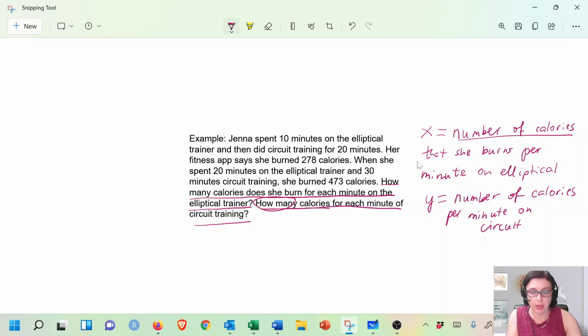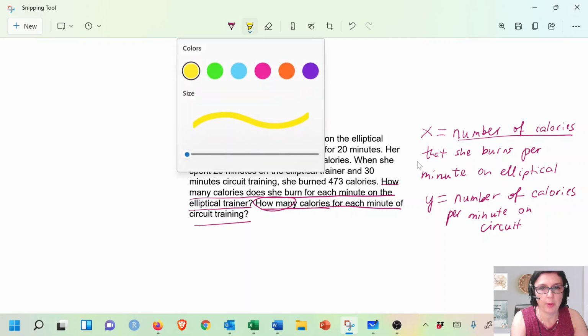Okay, so then we got to set up two equations, okay? Why two? Because we got two variables. So usually for us, it's going to be two equations, two variables. That's all. So we got to read the questions. Okay, so we know that, let me use a different color maybe, or a highlighter.